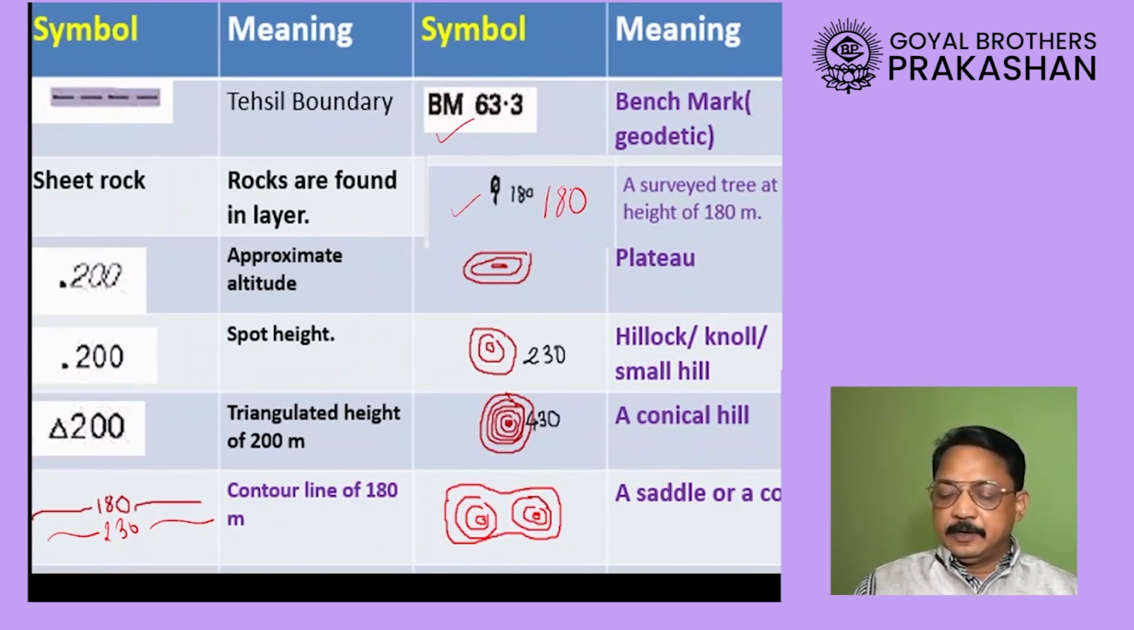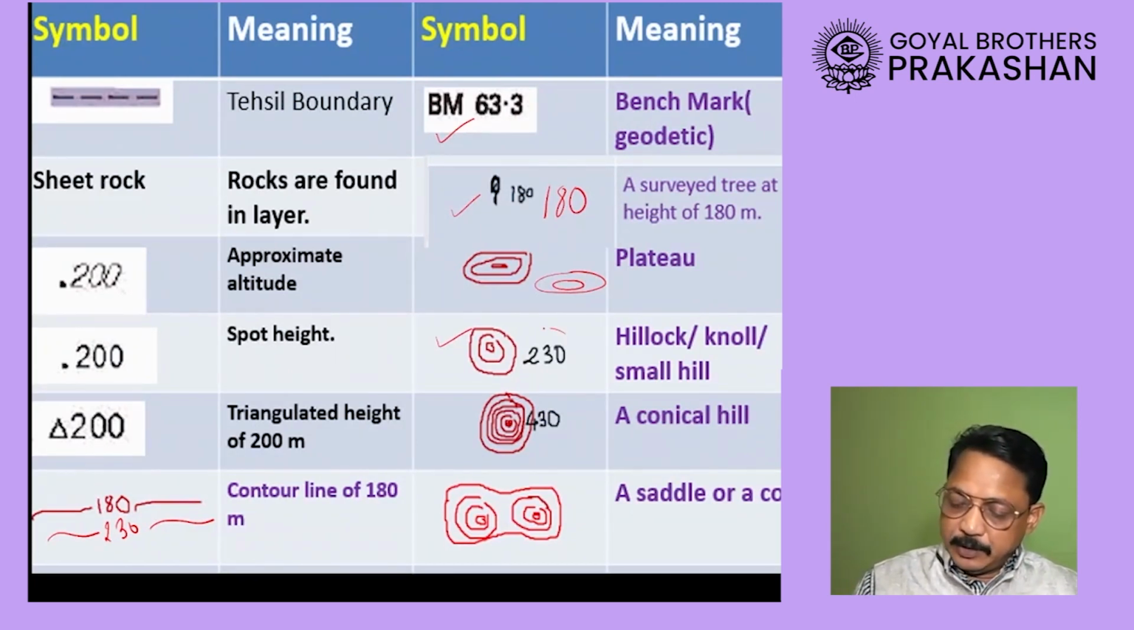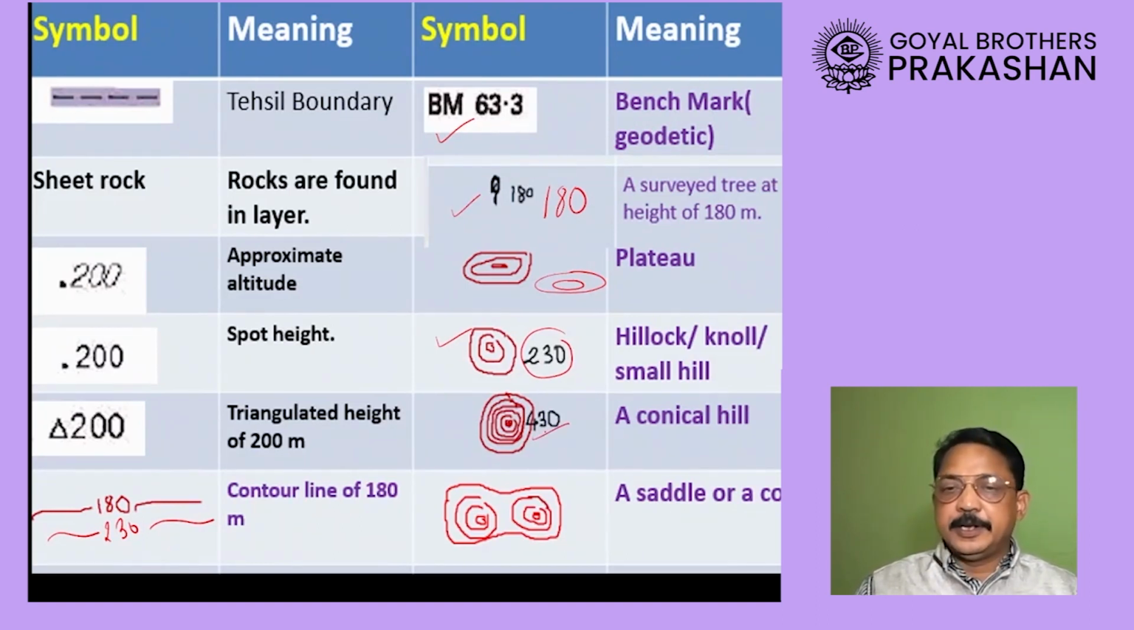Then contour lines are also used to show the symbols like a plateau if these are in oval shape. The contour lines, if they are shown in a circular line, and if the number is less than 300, then we call it by the name hillock. If the contour lines are showing the altitude more than 300, for example here the altitude maximum is shown 430, so it will be a conical hill. This one is a saddle.